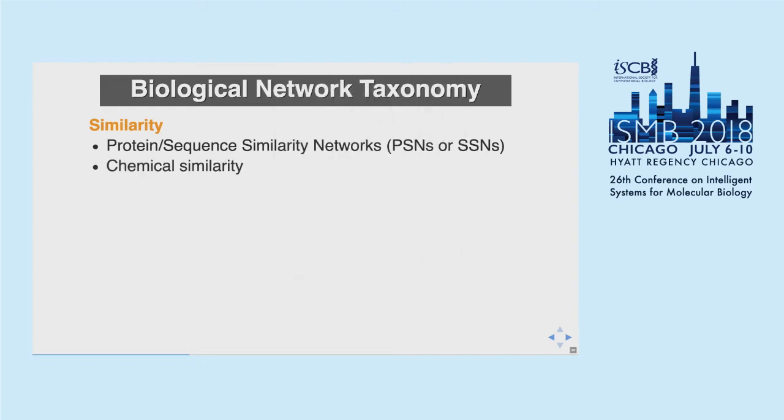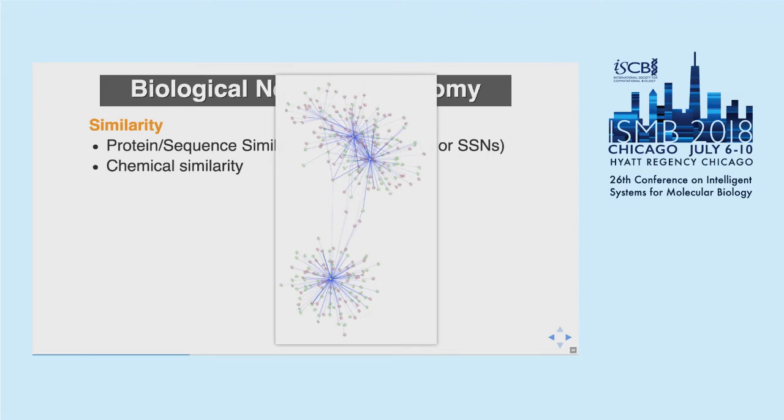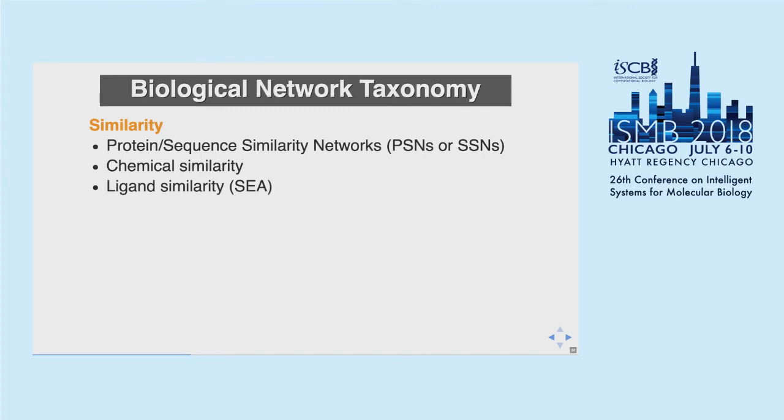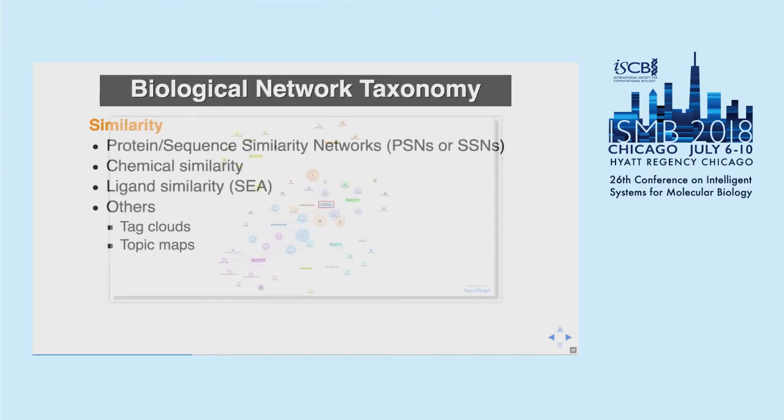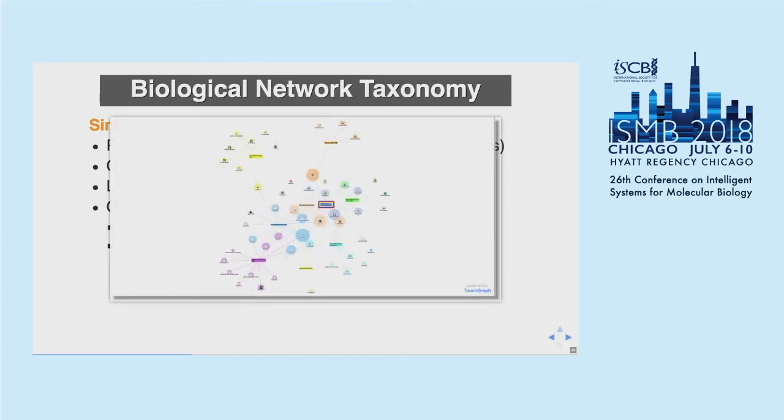But there are others: chemical similarity, where we're looking at Tanimoto or Jaccard coefficients, ligand similarity, which I mentioned earlier, and topic maps. The non-biological example is where you can take two authors and see how similar their works are. All right.